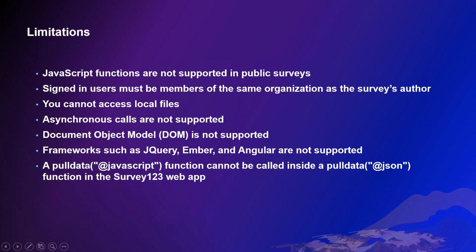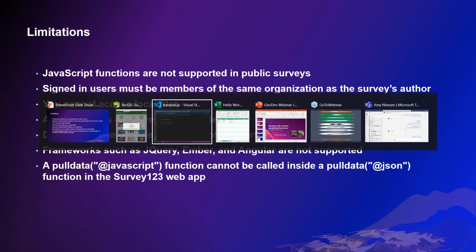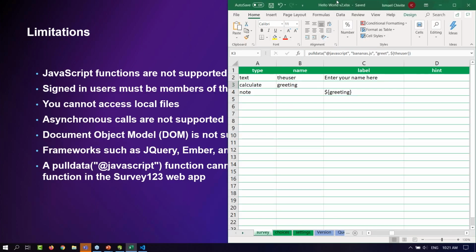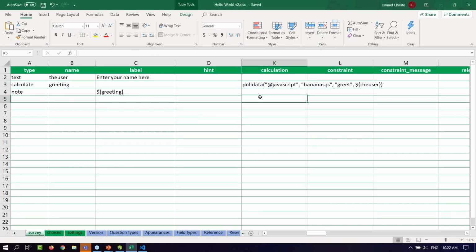And then this is not a limitation, it's really a best practice. When you are working with pulldata, and this is not just for JavaScript, but pulldata in general, if you are aiming for the web, do not include more than one pulldata function in the same sentence, in the same expression. Just keep them separate, just like I did here in my code. You know, it's like I came into the XLSForm and I didn't mix things up with the note and the calculate.